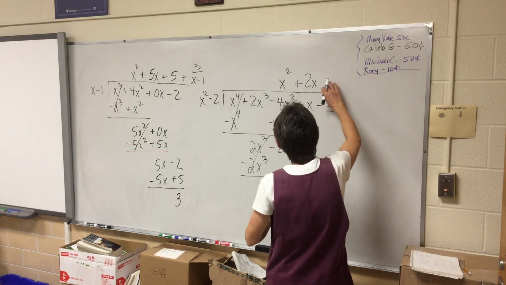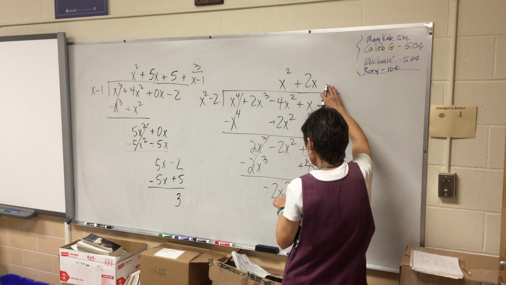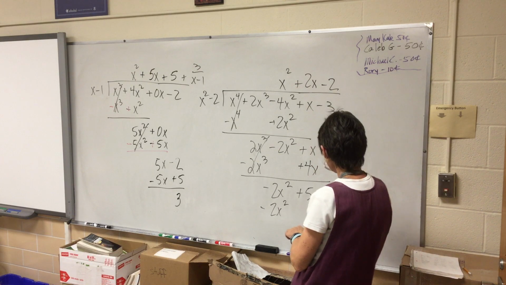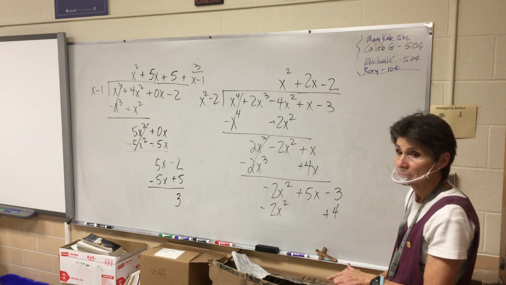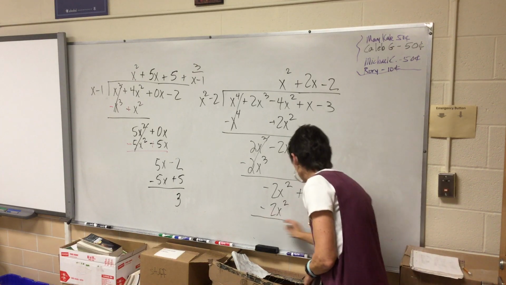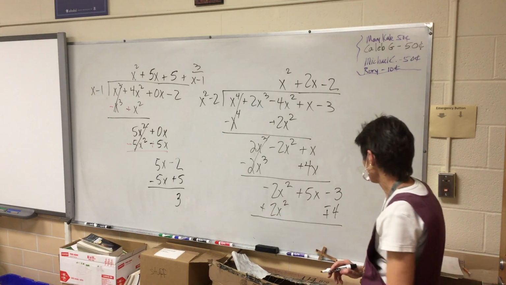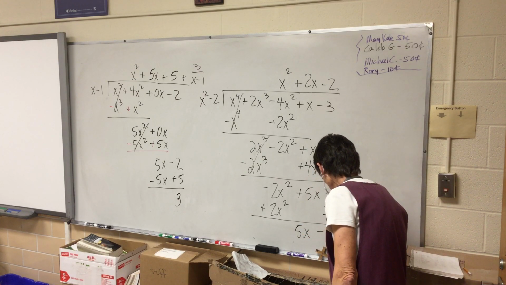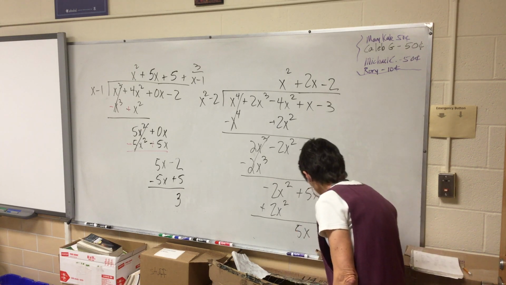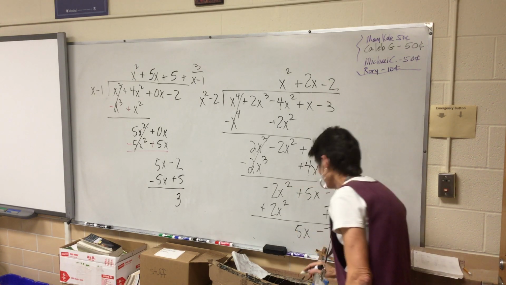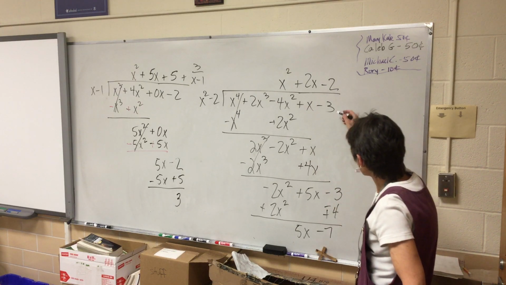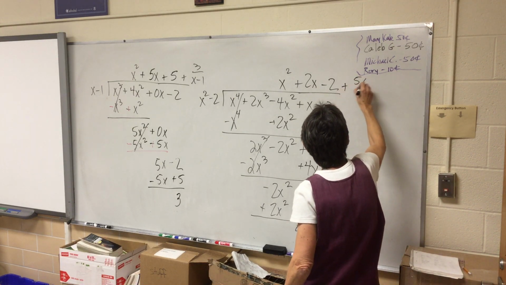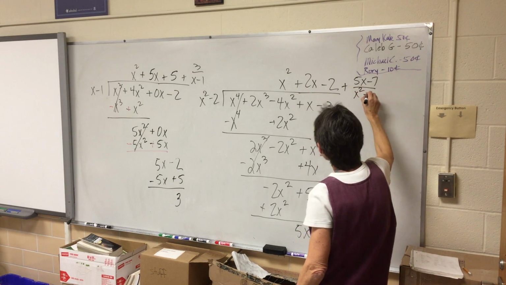All right, so now what's going to go up here? What do I have to take times that? Minus 2. So that'll give me my negative 2x squared. It will also give me a plus 4. Now I'll subtract. That means change the signs. So I have 5x minus 7 left. And I'm out of numbers, right? I brought this down already, so I'm done. So this time my remainder is 5x minus 7 over x squared minus 2.